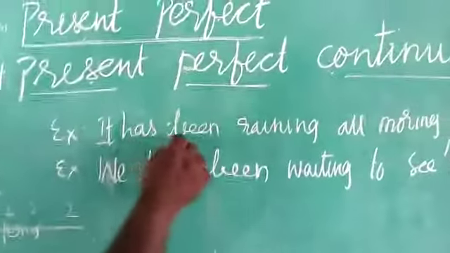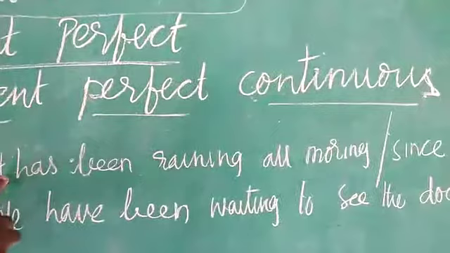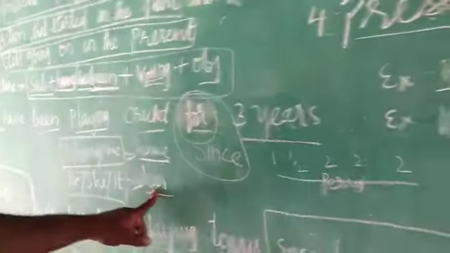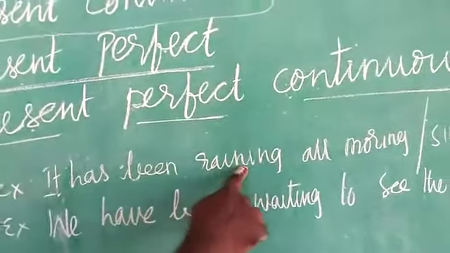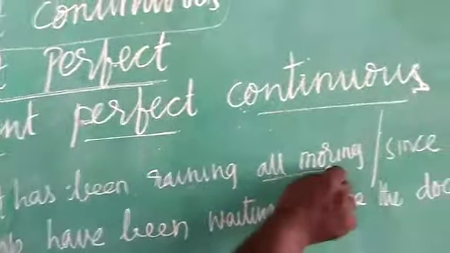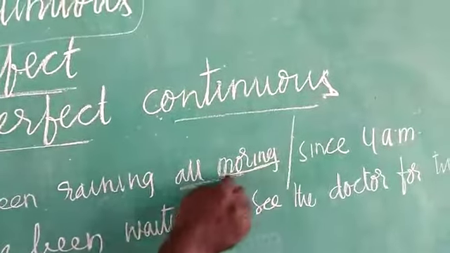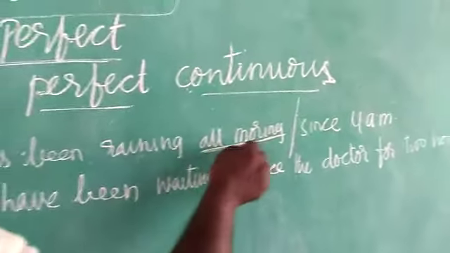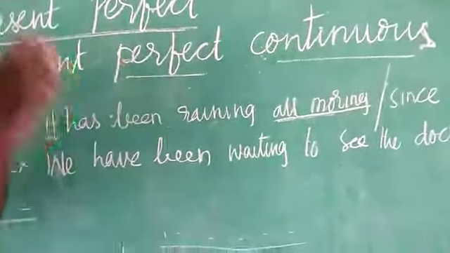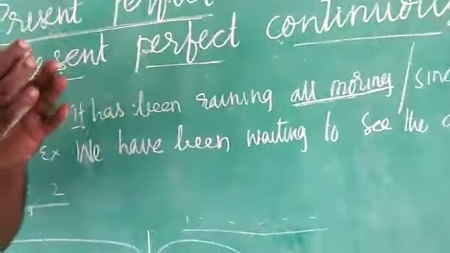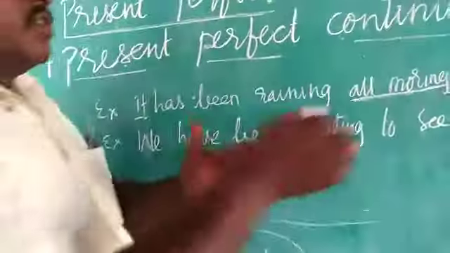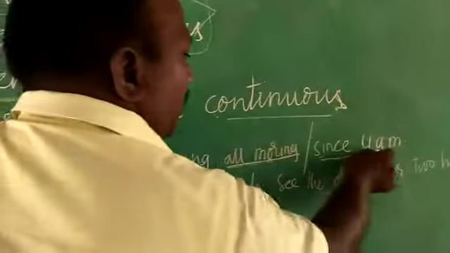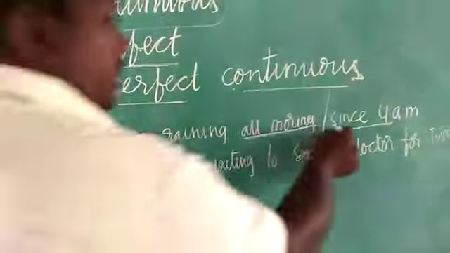We'll go with one more example here, children. It has been raining all morning. According to this, if you take it, you have to take has. Been is given. V1 plus ing: rain is V1, raining. All morning. You are talking about a point, that is morning. From morning it started. So you are pointing to the time there, children, so you take since, a point of time.